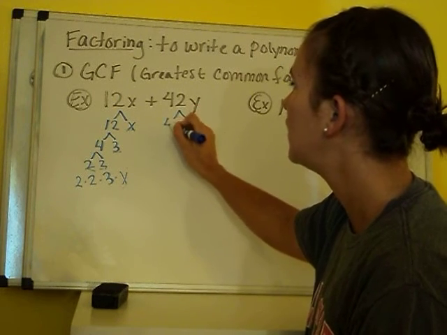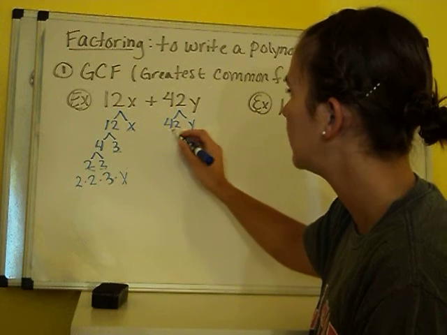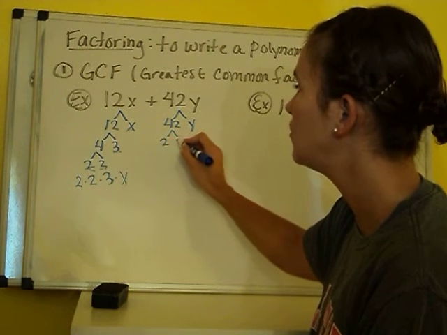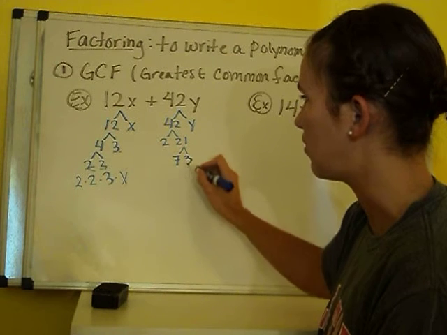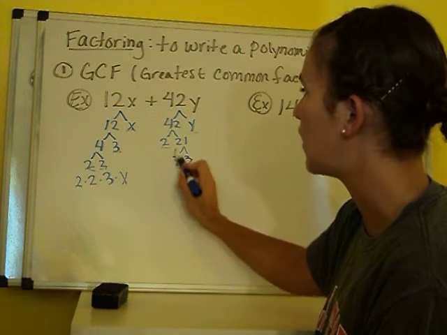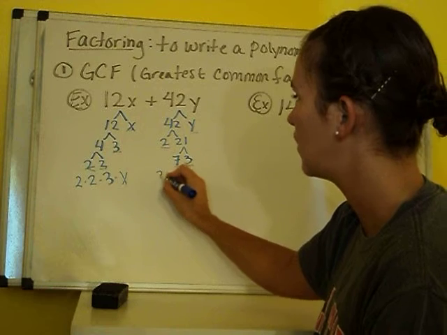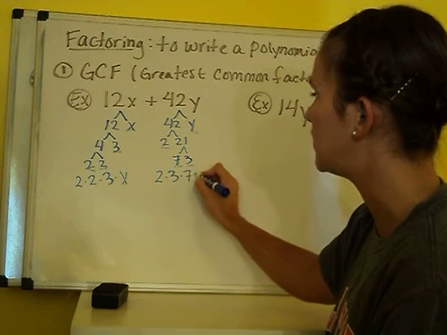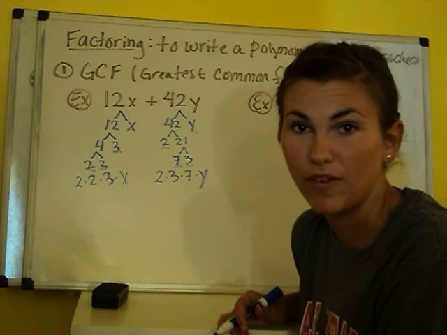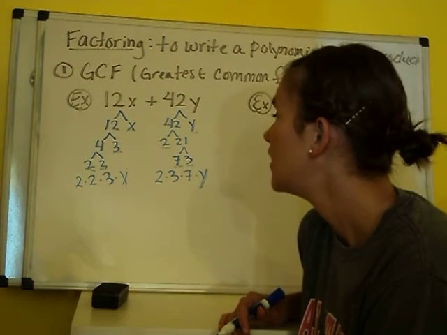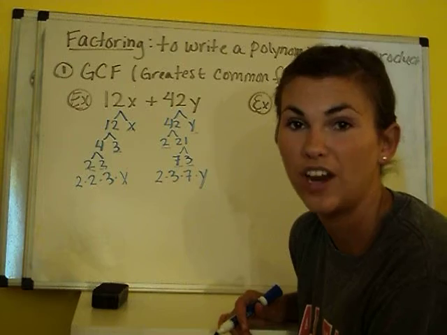42y is 42 times y. 42 is 2 times 21, and 21 is 7 and 3. So all of my smallest factors are 2 times 3 times 7 times y. Now to find the greatest common factor, we want to pick out factors that both of these share.